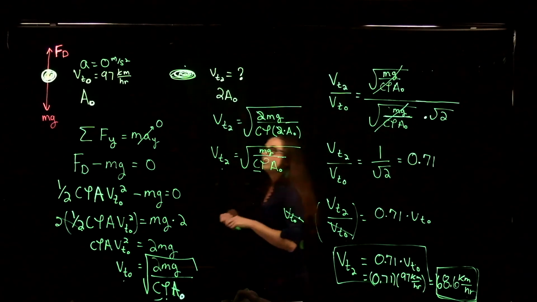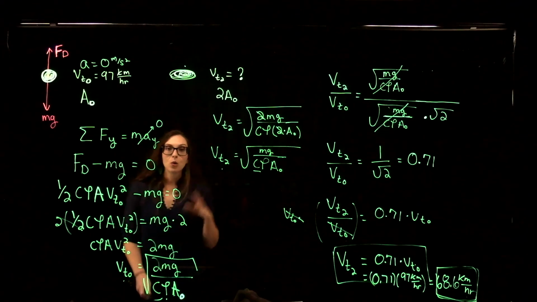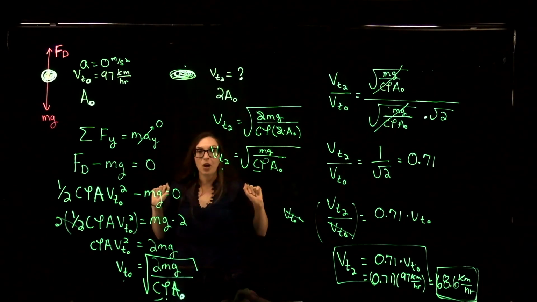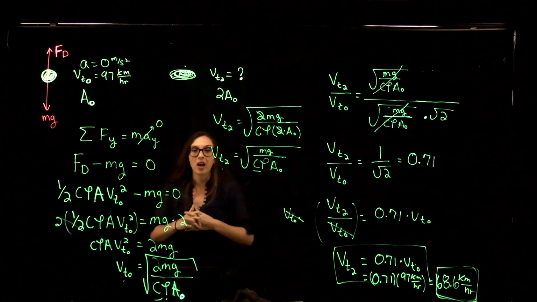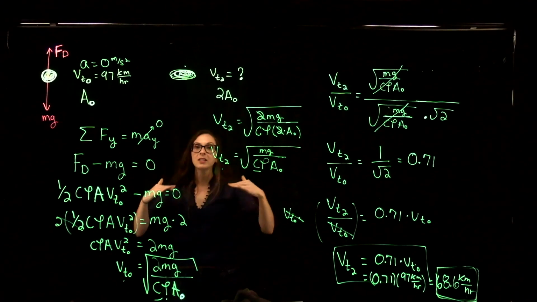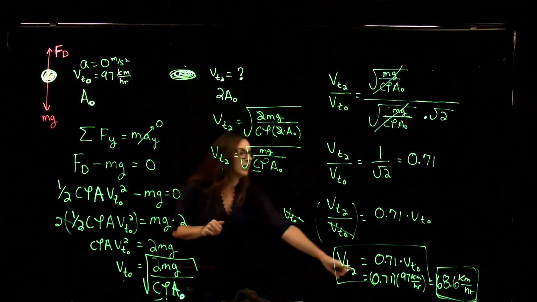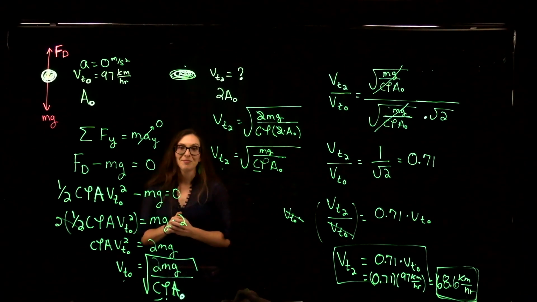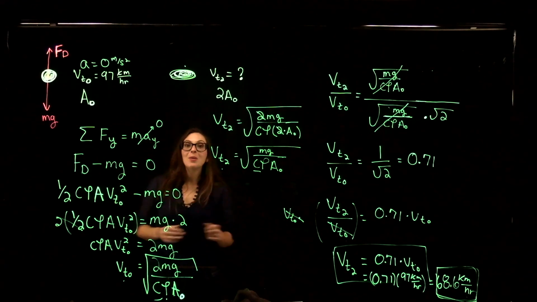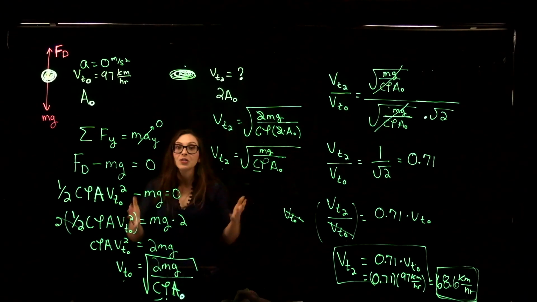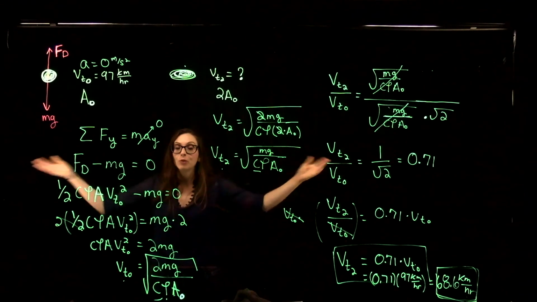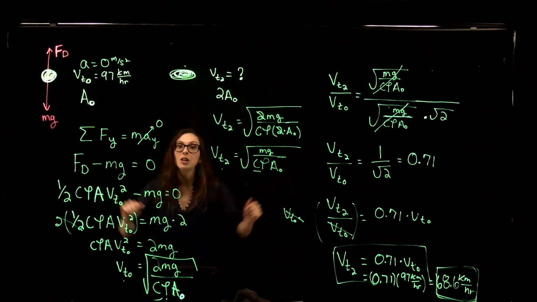Whenever you increase your cross-sectional area exposed to the material when you're falling and eventually reach your terminal velocity, whenever you increase that area, you end up decreasing your terminal velocity. Why? Because you have a larger drag force. Whenever you increase your cross-sectional area, that larger drag force is going to want to oppose your motion.